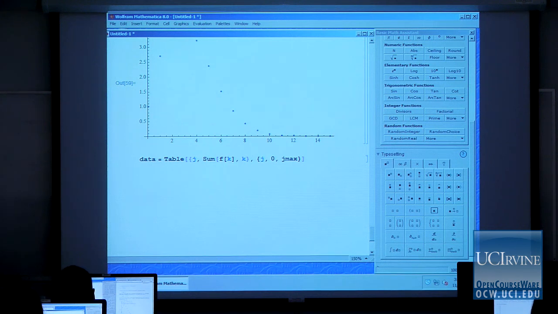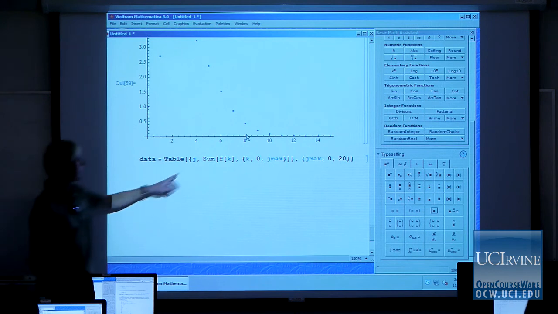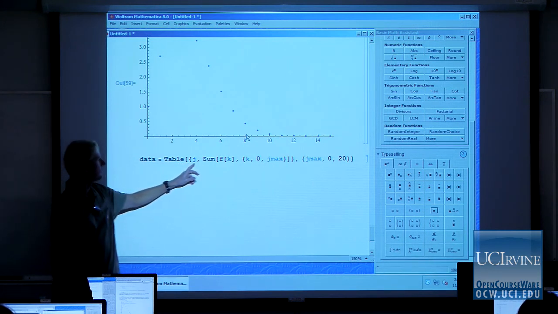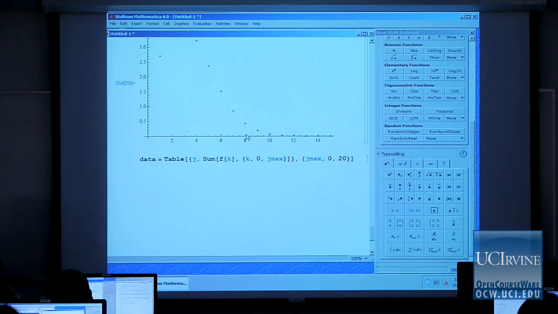is going to go, I have to put a curly bracket here, k is going to go from 0 to j max, curly, square bracket, and then j max is going to go from 0 to 20. You see what I'm doing here? I'm making a table of this. Well, wait, I got something wrong here. This should be a table with respect to j max.